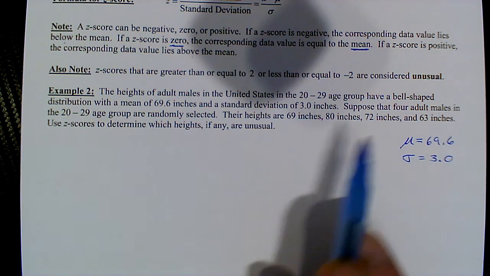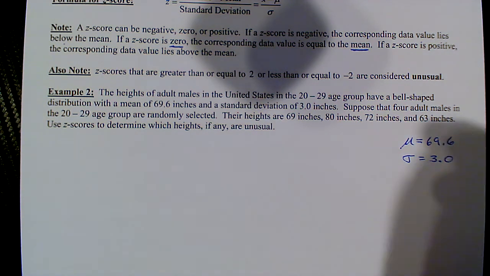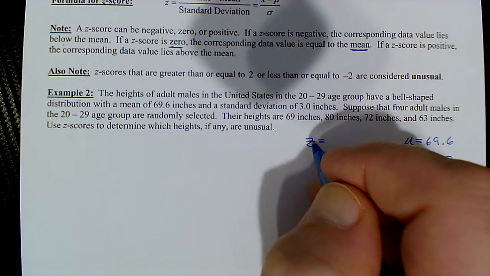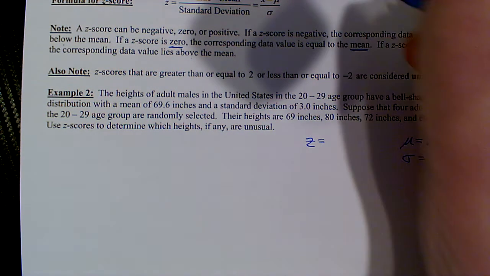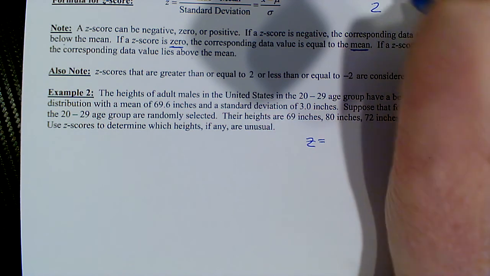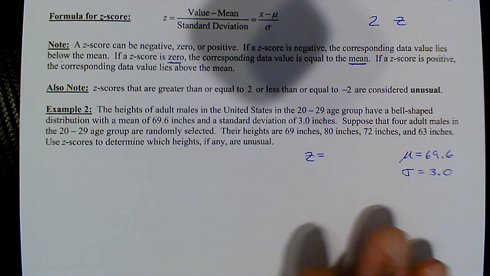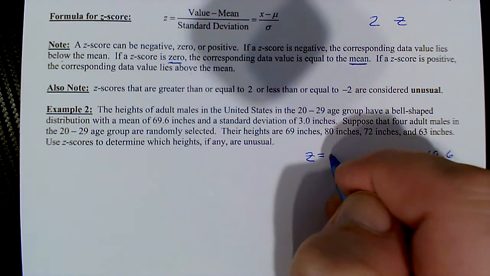So again, the formula for the z-score, this is the way I make my z's. I always put a little line through it. So when I make a 2, it'll look like that, and when I make a z, it'll look like a 2, but I'll have a line through it. So just make sure you get used to that. And the z-score formula again is x minus mu over sigma. So that's the formula we're going to be using.